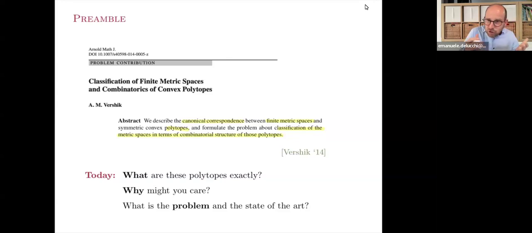But in the short time and with this online medium, I would like at least to tell you what kind of polytopes we are talking about. Maybe we'll see some examples to get a feel for these things. Maybe then I'll give some context of where this comes from. How did Vershik come to this? And then I'll tell you a little bit about the classification problem and what we know, especially what we don't know, so that maybe you can lend a hand.